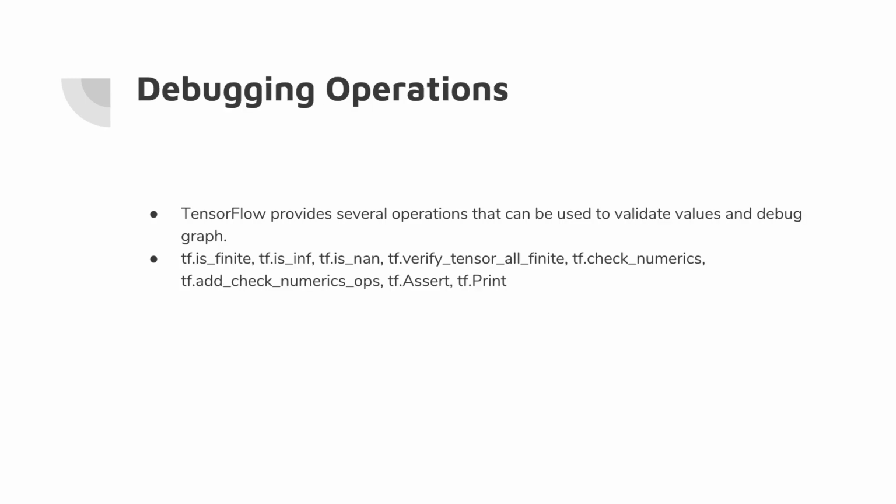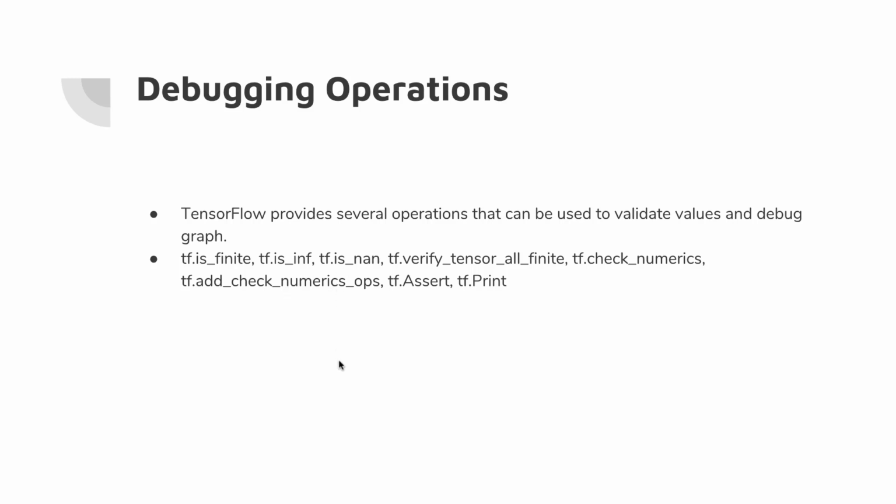Now let's go on to debugging operations. TensorFlow provides several operations that can be used to validate values and debug the graph. For example, tf.is_finite, tf.is_inf, tf.is_nan, and so on. These operators also result in Boolean tensors, and each element of these output tensors denotes whether the corresponding element in the input parameter tensor satisfies the condition or not.